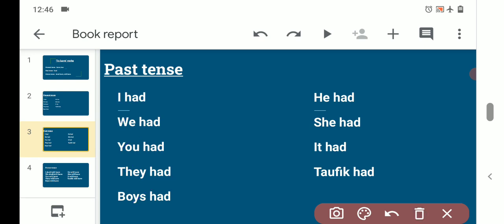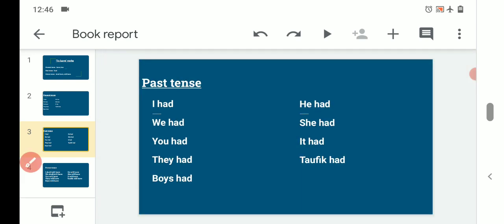Now here he had, she had, it had, Tawfiq had. All the third person singular pronouns and third person singular noun are also followed by had in past tense. Now let us see future tense.